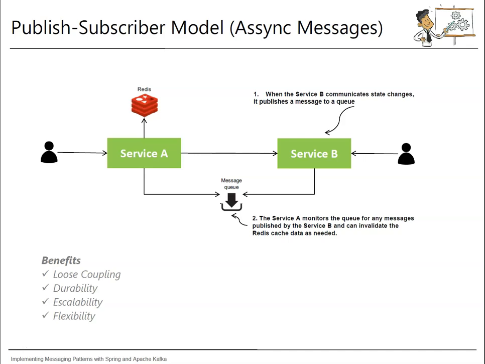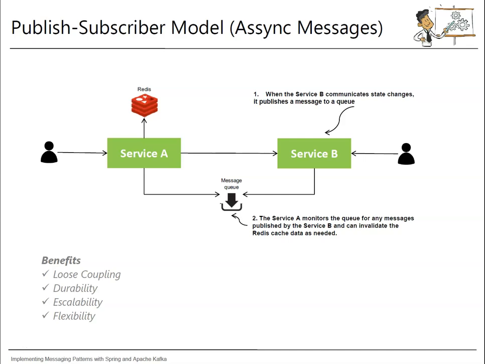We can introduce a cache mechanism in Service A. In this way, Service A will store the information it queries from Service B in a cache, and once Service B changes any object state, it will create a message and send this message to the broker. And then the consumer will consume this message and consequently update its cache.